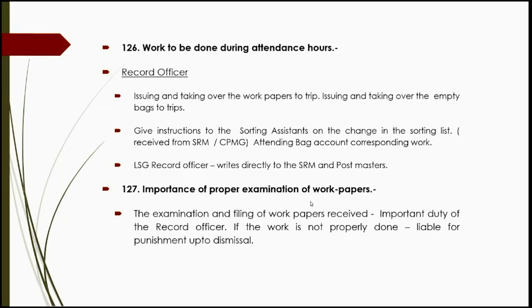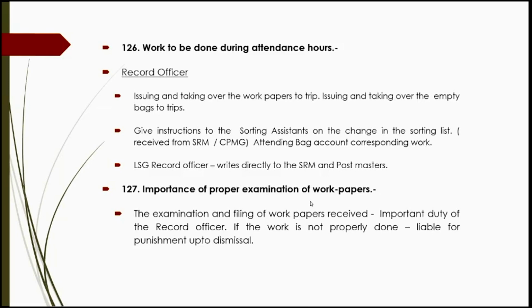Then if there is an LSG record officer, he will be writing directly to the postmaster and to the superintendent. So that is the power of an LSG, Lower Selection Grade, record officer. So the LSG RO can write if it is brought to his notice that a particular post office is not preparing station windows properly and not closing bags properly. If there is any other irregularity brought to the notice of an LSG RO, then he can write directly to the postmaster or give any other directions. Whatever he has received, he has the authority to communicate to the postmasters directly.